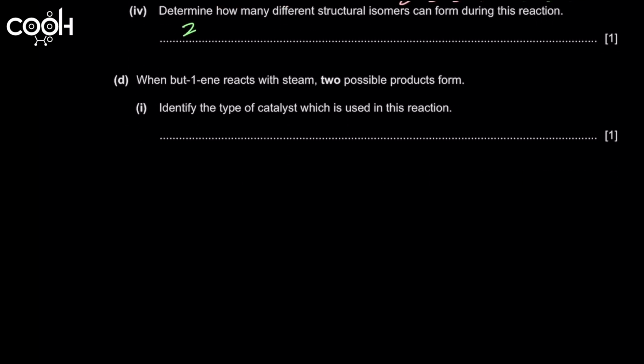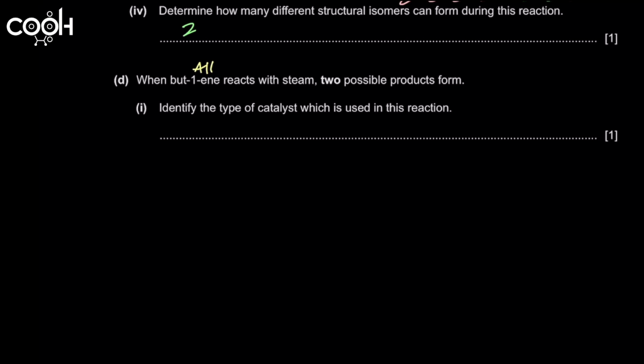Now it says when but-1-ene reacts with steam, two possible products form. Okay. What are the two possible products? Let's discuss that. But before we discuss the two possible products, it says, identify the type of catalyst which is used in this reaction.